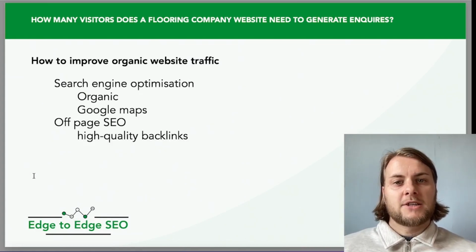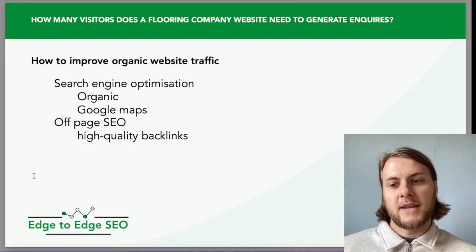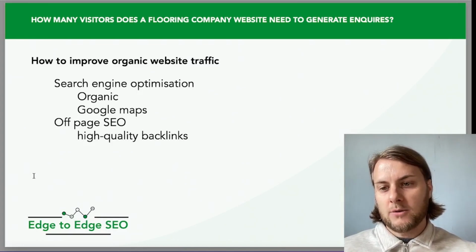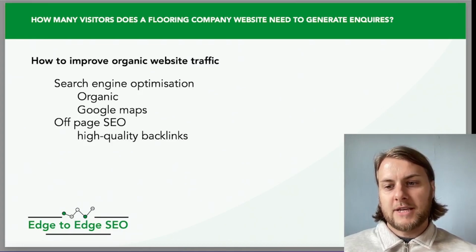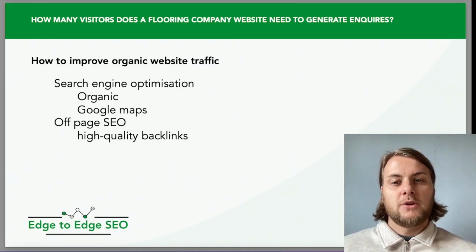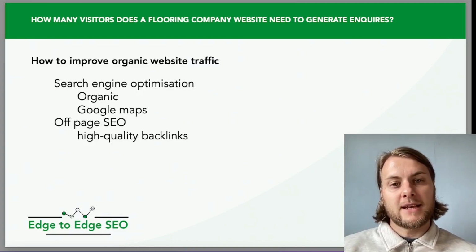So now that we've discussed conversion rates and why it's important, the next thing that we're going to want to look at is how to improve organic website traffic. So the main way that you're going to increase your organic traffic is by search engine optimization. So you're going to be able to increase 2 positions on Google. That is going to be firstly the organic listings, and secondly the map pack. So the organic listings are the original Google listings. So they're the ones that are below the ads, and they're also below the map pack.